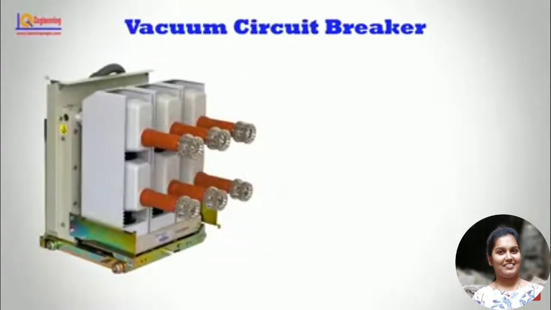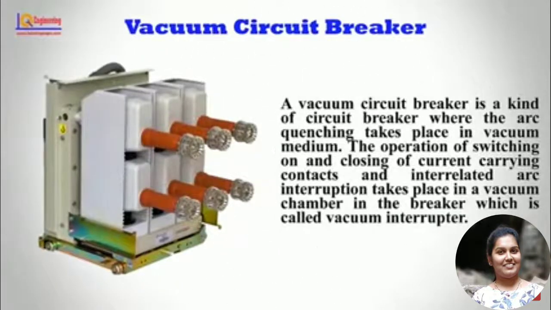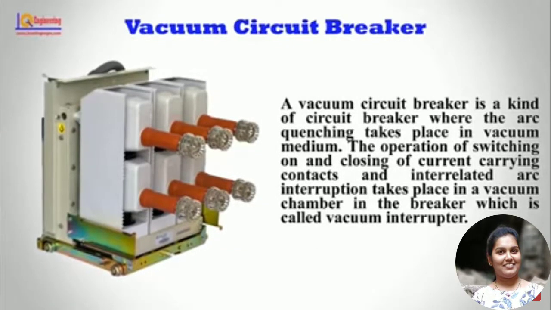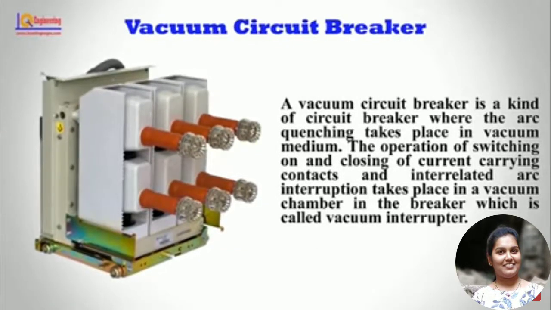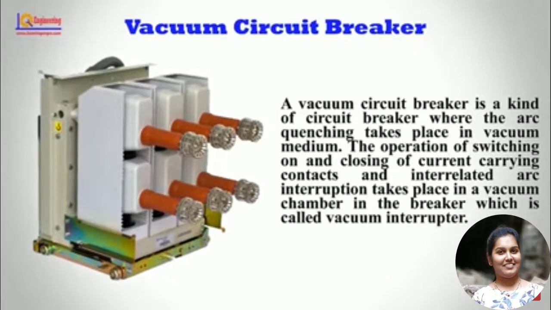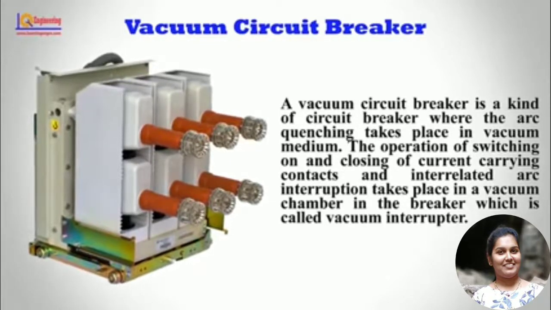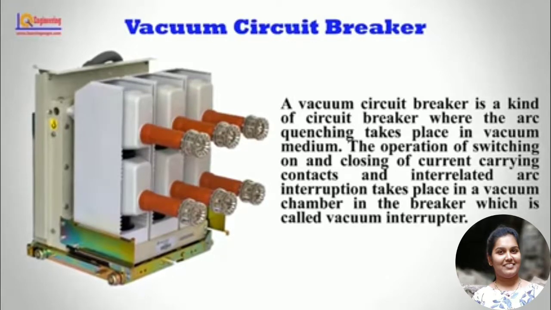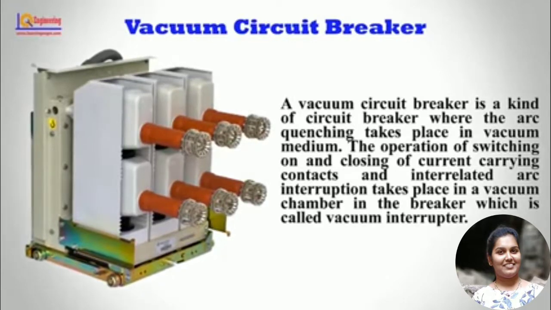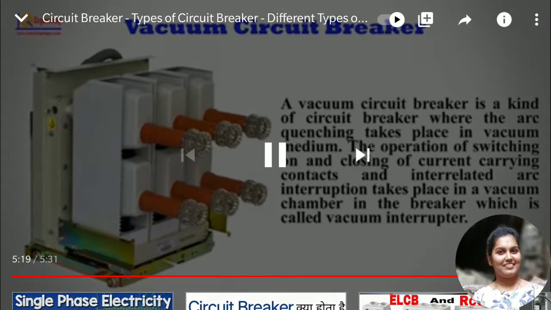Vacuum circuit breaker. A vacuum circuit breaker is a kind of circuit breaker where the arc quenching takes place in a vacuum medium. The operation of switching on and closing the current carrying contacts and interrelated arc interruption takes place in a vacuum chamber in the breaker, which is called vacuum interrupter.